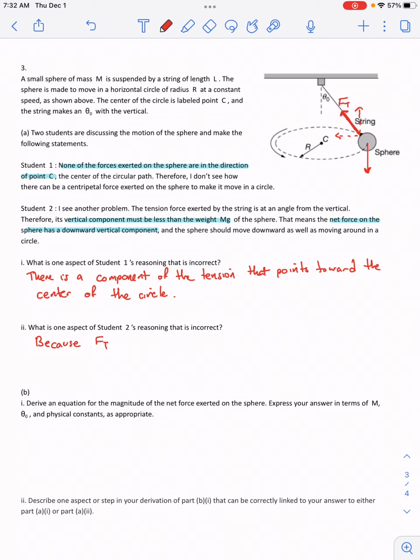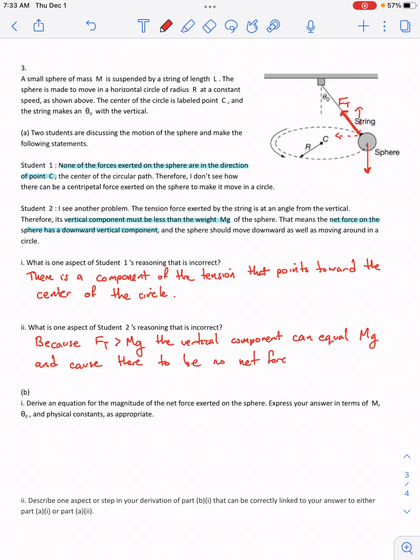Because Ft is greater than mg, the vertical component can equal mg and cause there to be no net force in the vertical direction.